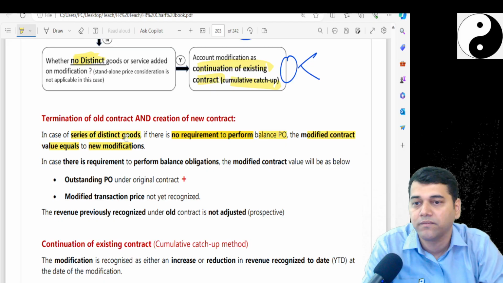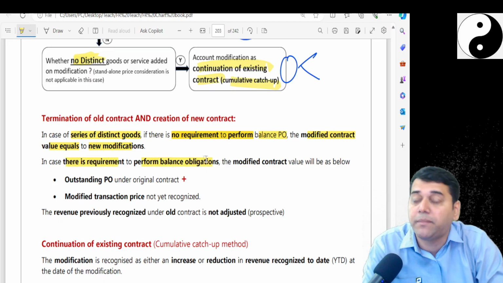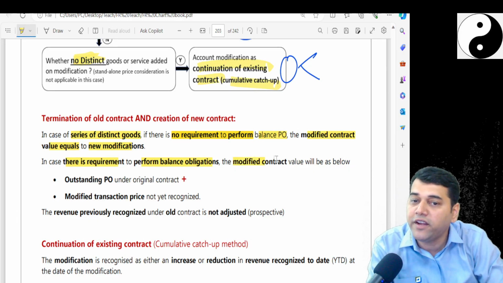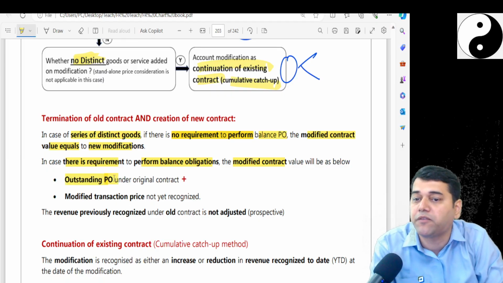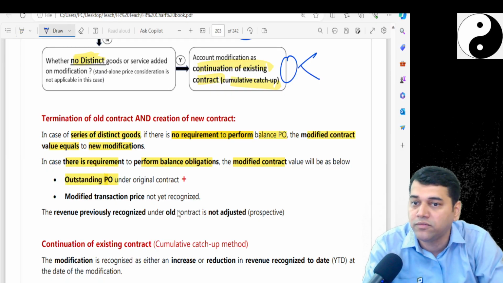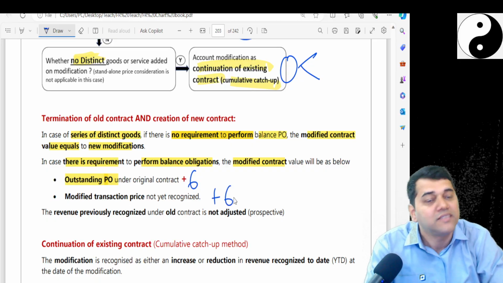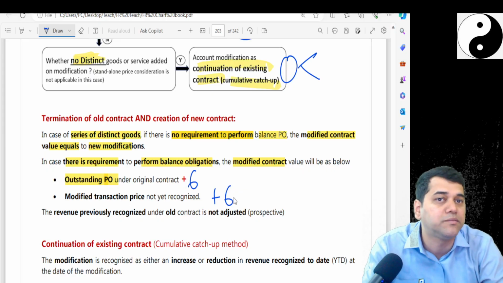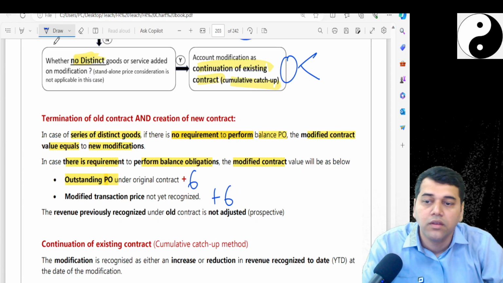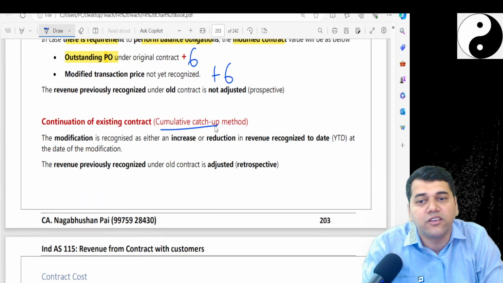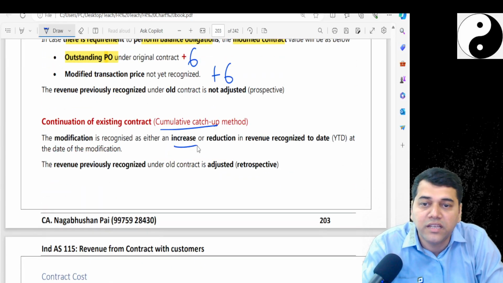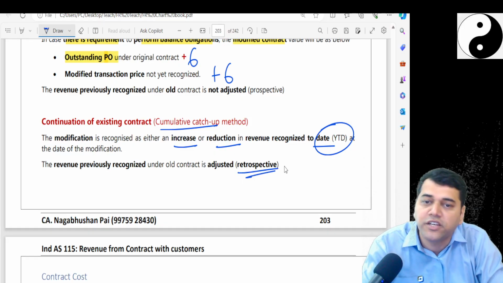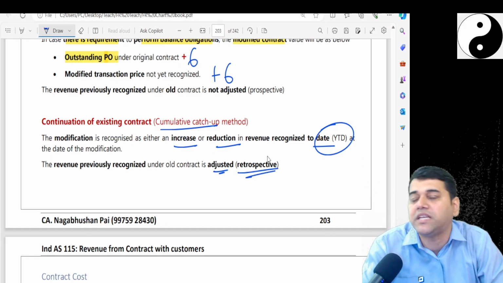that will be the value of the contract. In case there is a requirement to perform the balance obligation, like 6 months you have to continue doing this also, that also, the modified contract value will be outstanding performance obligation. That means 6 months value of this room plus 6 months value of the new room. So you have to think what exactly terms and conditions they discuss. Now, continuation of the existing contract is the cumulative catch-up adjustment, as either increase or a decrease in the revenue will be recognized on YTD level or cumulative, but the revenue previously recognized will be adjusted.